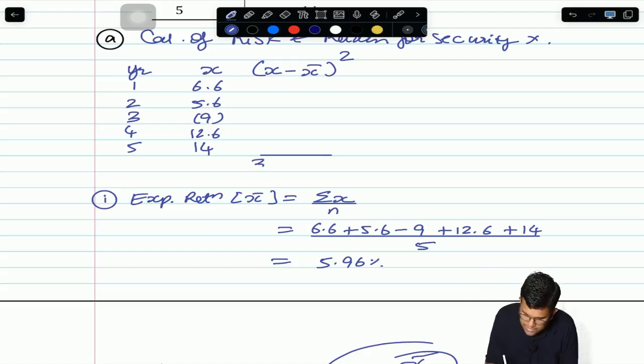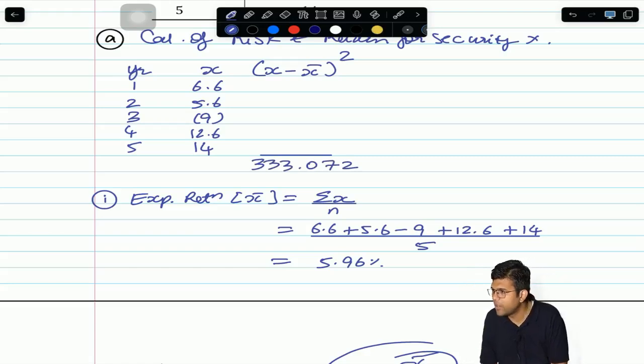Correct answer, 333.072. Perfect. Everybody got it? It's a summation of that last column.